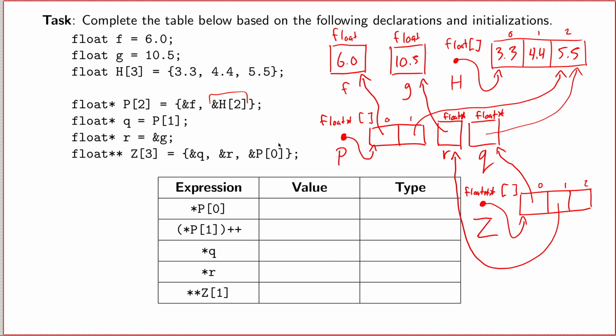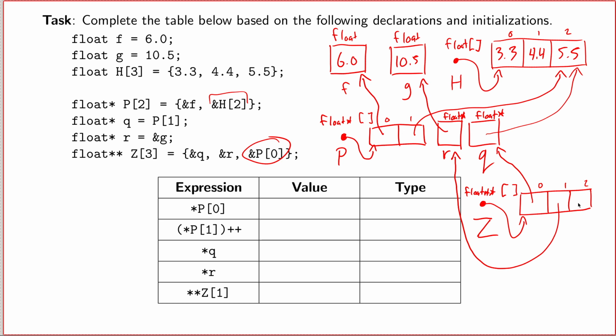And then finally, the third element of z is arrow pointing at p sub 0. Okay, I've put everything in the wrong order here. P sub 0 is an element of p. The elements of p are of type float star. So if I take an arrow pointing at p sub 0, that will be a float star star. So I draw that in. So arrow pointing at p sub 0.